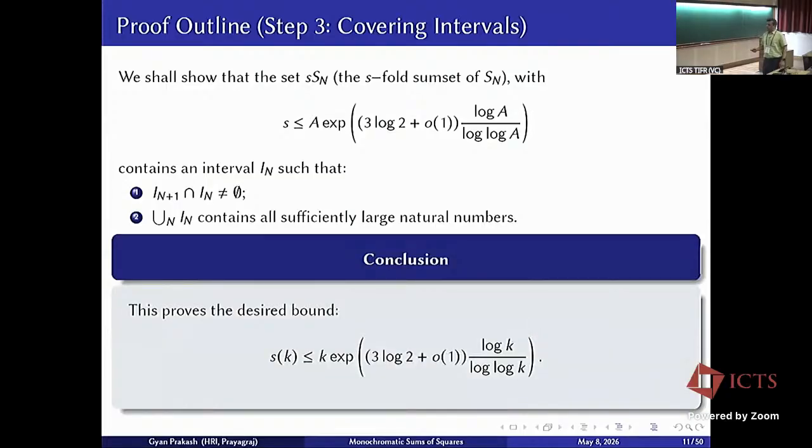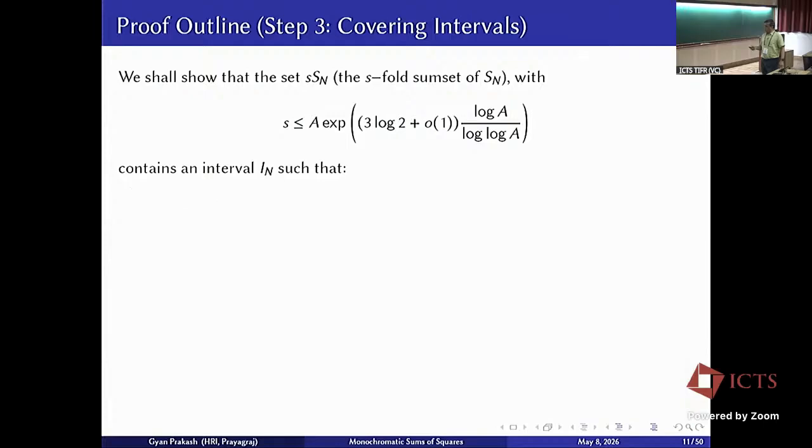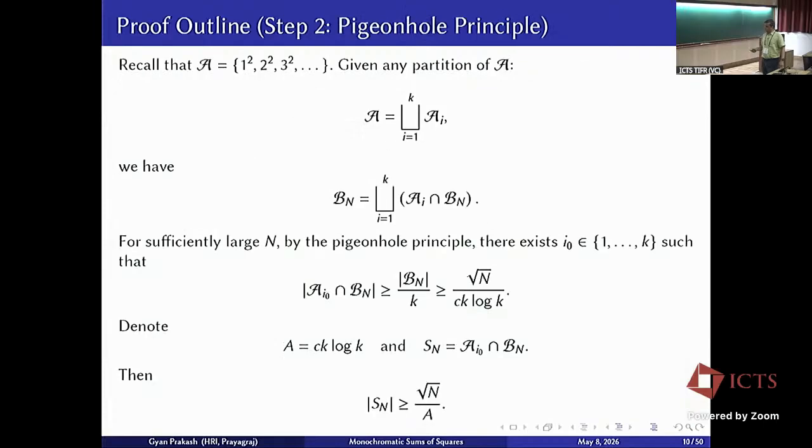This will prove the desired bound, because this S here is of the same order of magnitude, and so this will prove our desired bound. So what we have to show is that this S into Sn, what is the Sn? The Sn is the subset of squares Bn, lying in the same partition, whose cardinality we know is square root n by ck log k, and we also know that it does not have any small prime divisors.